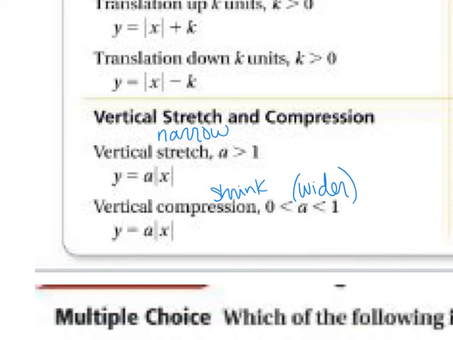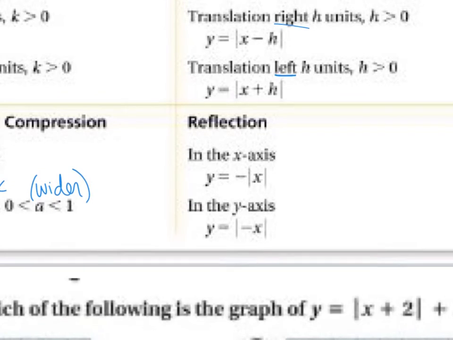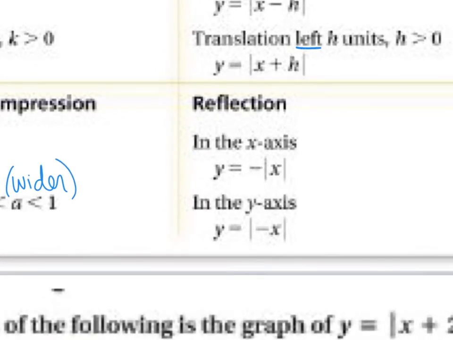Okay, and so that's whenever the number in front of the absolute value is a fraction between 1 and 0. All right, and the last piece of this is the easiest one, I think. If there is a negative in front of the absolute value, this is a reflection, so it goes upside down.